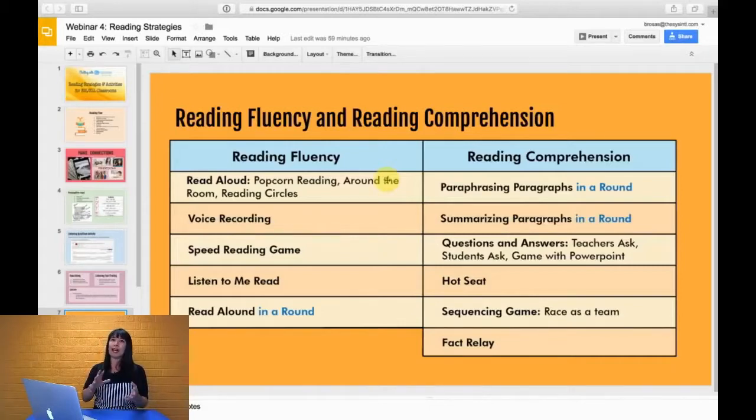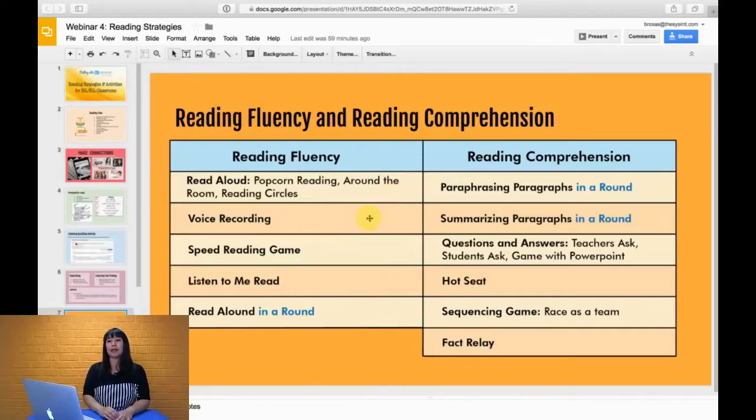Popcorn reading, so it's not read along, but it's read aloud, so they're doing it on their own. Around the room, normal, we always do that in class. And then maybe even reading circles. You might split them up by level or in just smaller groups so they can read to each other, but they are able to focus on this a little better.